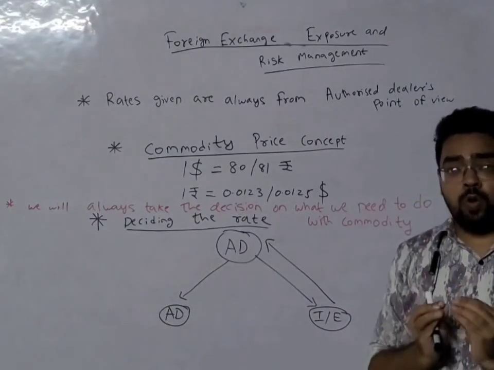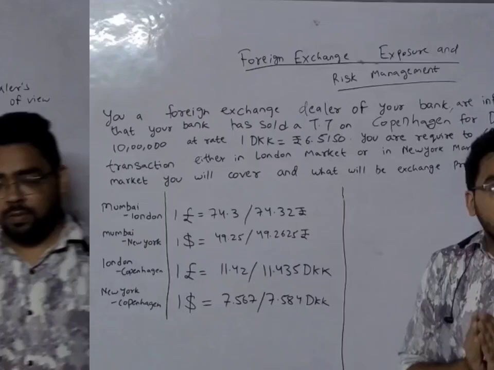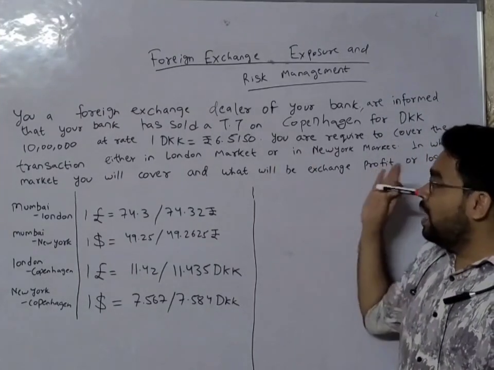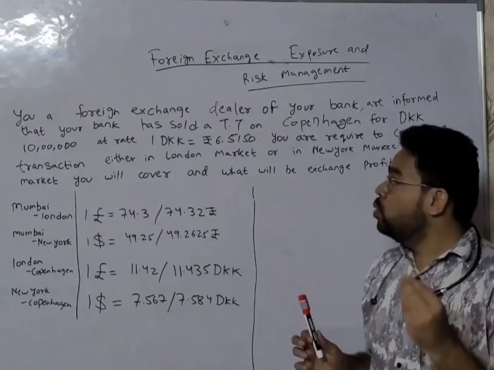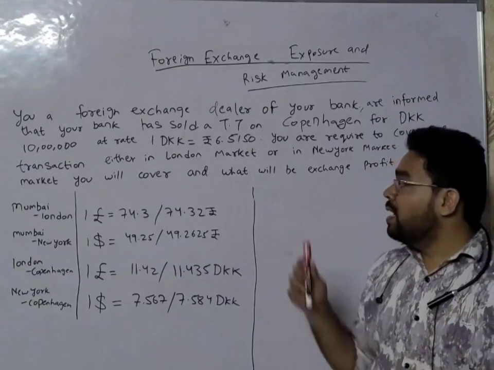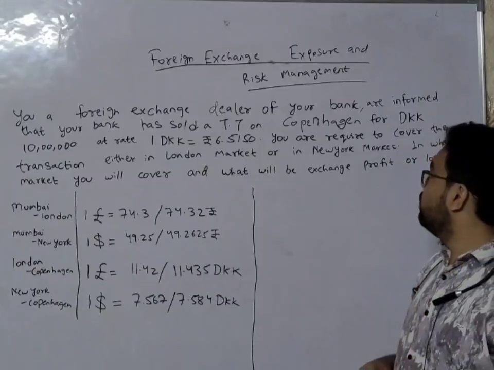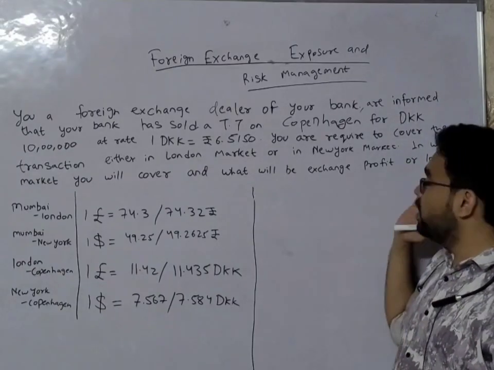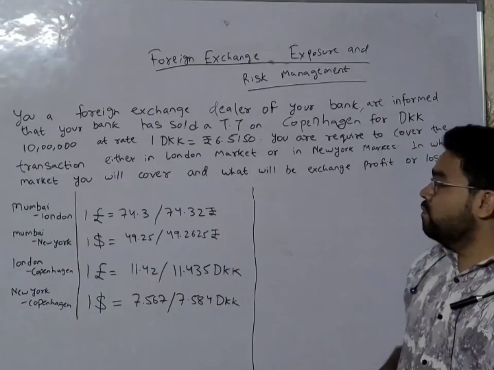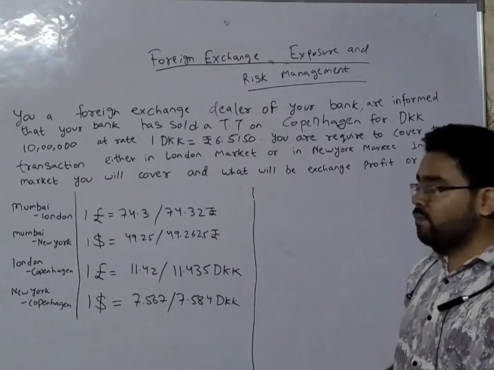Let's move to a small question, then we will close for today. Move to an example. You are a foreign exchange dealer of your bank, and are informed that your bank has sold TT on Copenhagen for DKK 10 lakhs at a rate of 1 DKK equals 6.515 rupees. You are required to cover the transaction either in the London or the New York market. In which market will you cover, and what will be the exchange profit or loss?